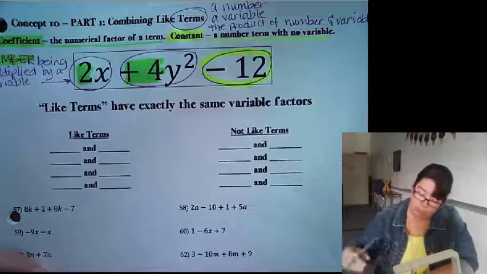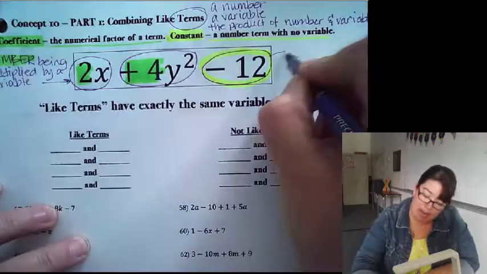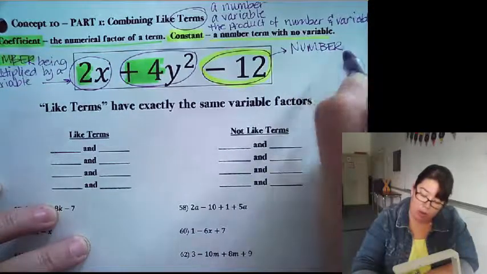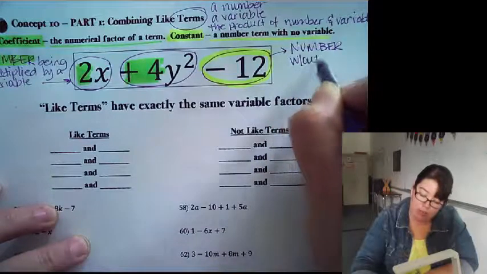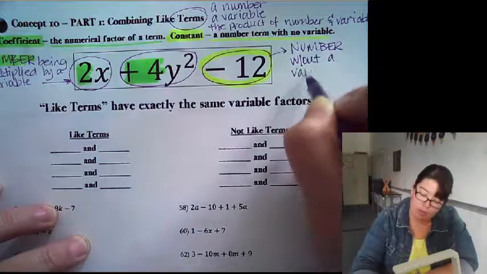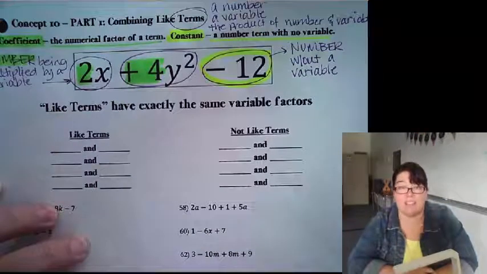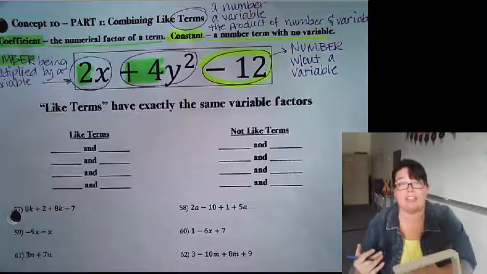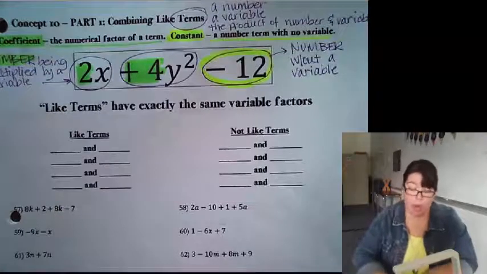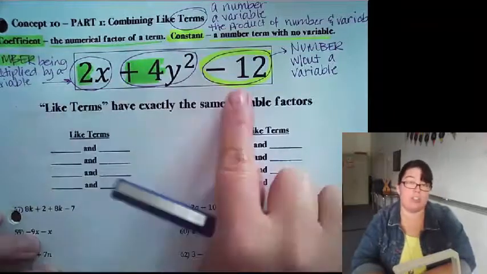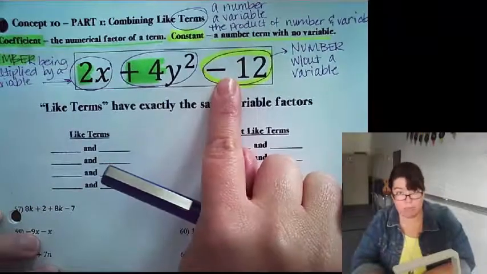So, a constant is a number without a variable. A number without a variable, that's a constant. When we're talking about combining like terms, you'll hear me refer to the coefficient of a term, and you'll hear me refer to constant terms, okay?